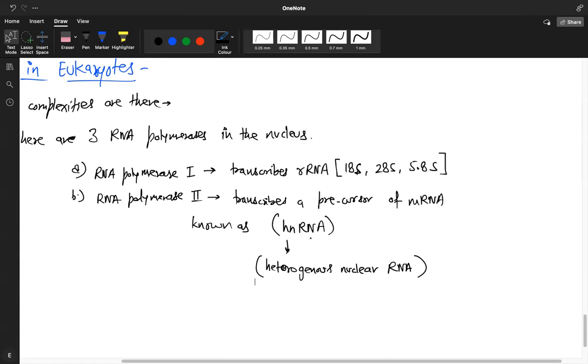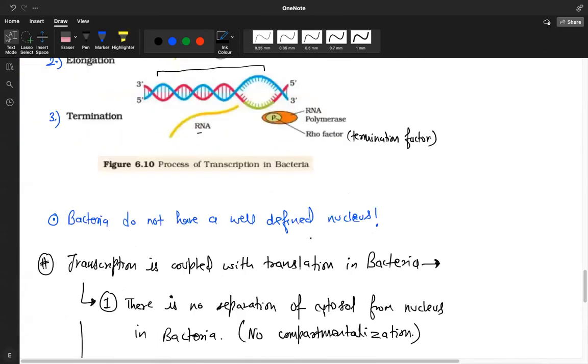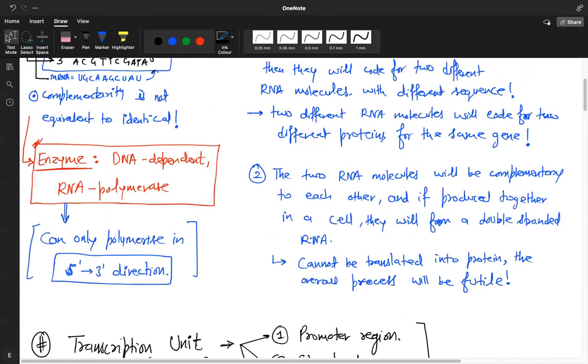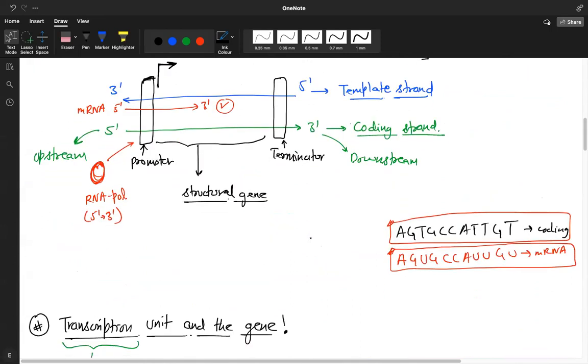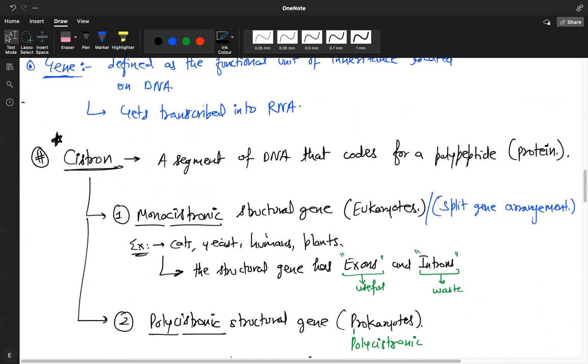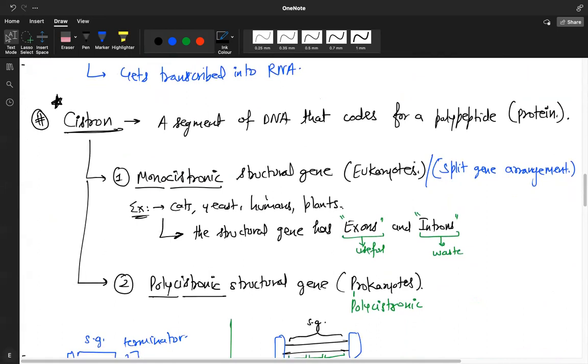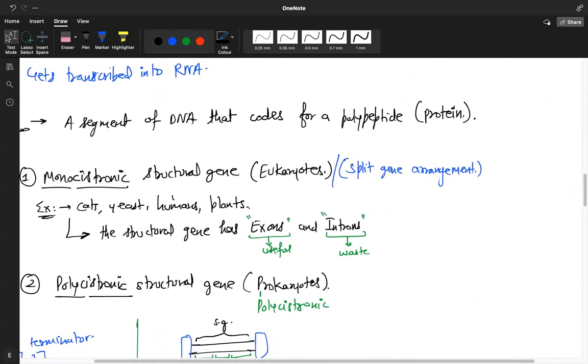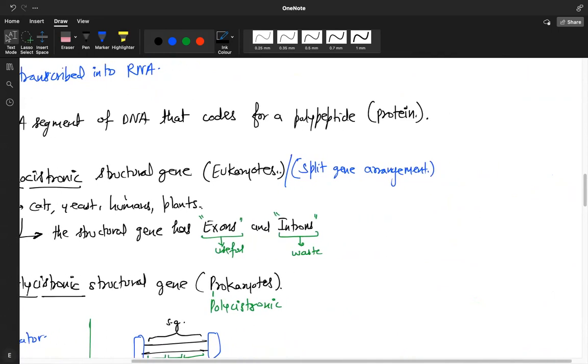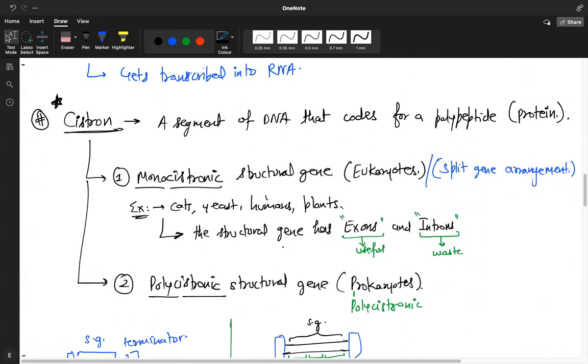Go back up. If I go back up for you, let me go back up. Yes, can you see here, monocistronic structural gene present in eukaryotes, also known as split gene arrangement. The structural gene has exons and introns. So when it will be transcribed into RNA, it will also have exons and introns. Yes or no?